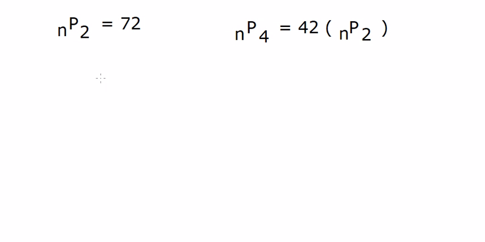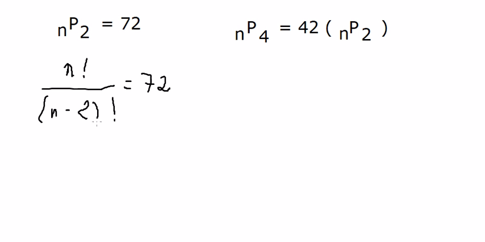Hello everybody, so today I will talk about permutation. Now I will show you the technique for nP2. We can write n factorial over n minus 2 factorial equals 72.